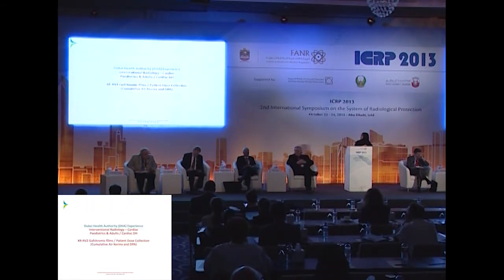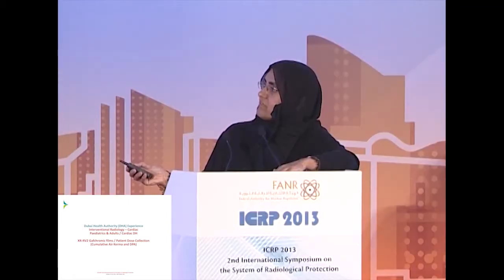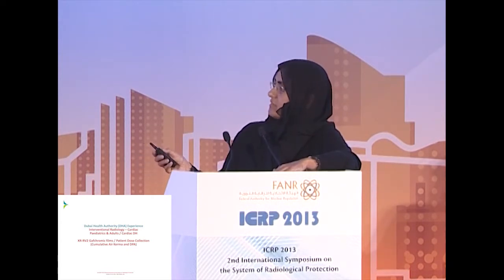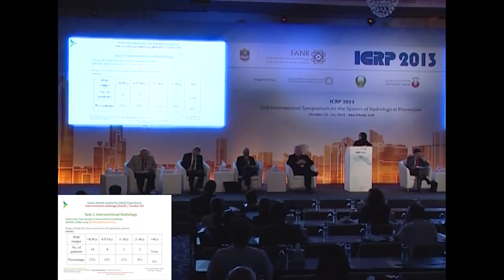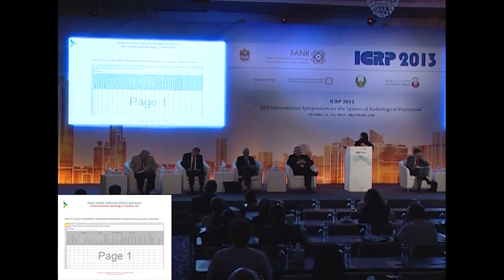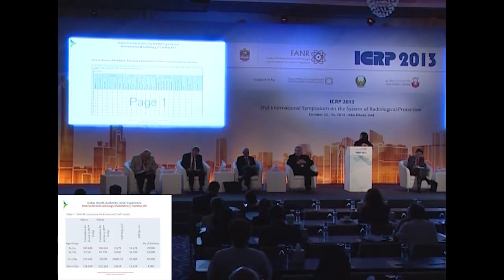For interventional radiology, also we have two methods. We followed the Gafchromic film, and we followed the data collection. This is our old data where we looked into the range of the exposure within the IR system. The majority of doses were below 0.5, and we don't have any above 4 gray. The form that we use to collect the data is this form, which is part of the IAEA project. So we distributed this form to the hospitals and we collected the data.